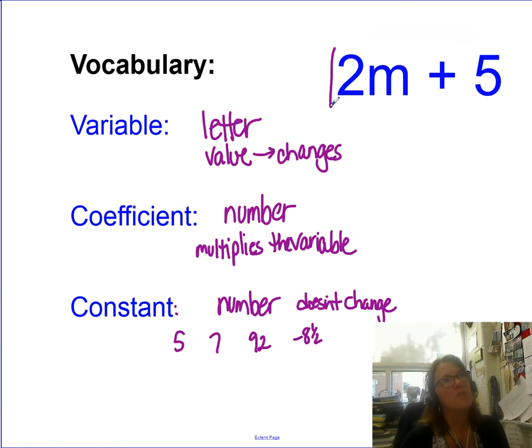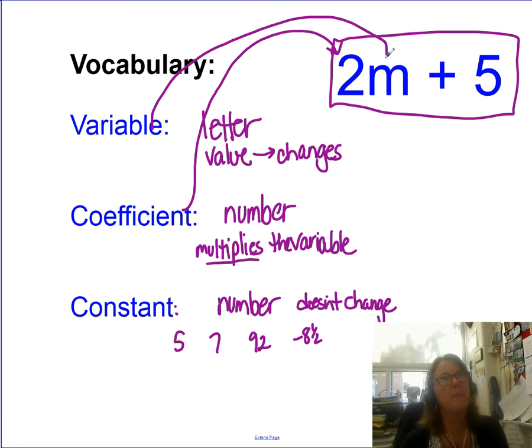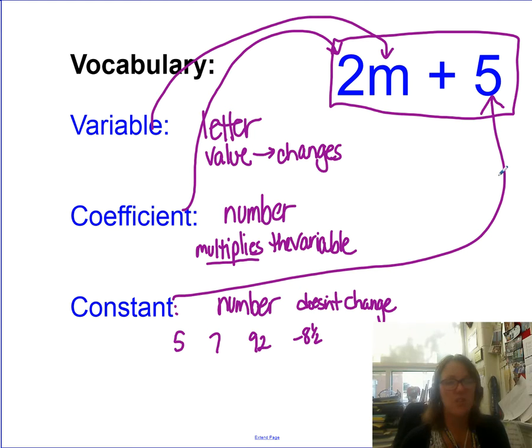Write down this expression somewhere near your vocabulary terms here: 2m plus 5. When there's no operation written between the coefficient and the variable, it means multiply: 2 times m plus 5. The 2 is the coefficient. So if you want to take a little arrow and say coefficient pointing toward the 2 in this case, the variable is the m. And this 5 is the constant. 5 is just 5. It's not changing. Whatever you get in the order of operations, when I give you a value to substitute for m, when you add 5, the 5 is always staying the same. So it's the constant.